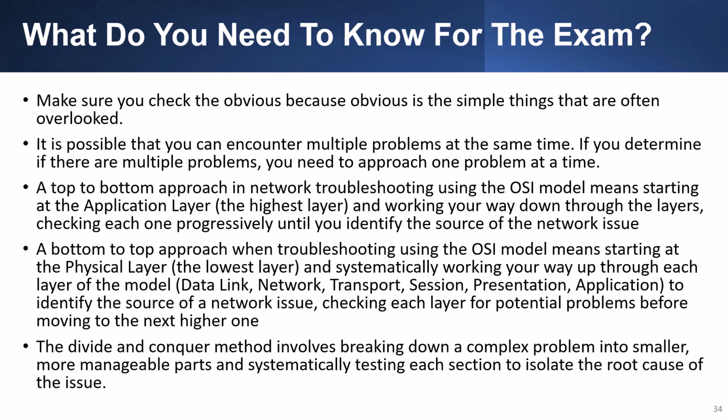A bottom-to-top approach when troubleshooting using the OSI model means starting at the physical layer, the lowest layer, and systematically working your way up through each layer of the model to identify the source of the network issue, checking each layer for potential problems before moving to the next higher one. The divide and conquer method involves breaking down a complex problem into smaller, more manageable parts and systematically testing each section to isolate the root cause of the issue.